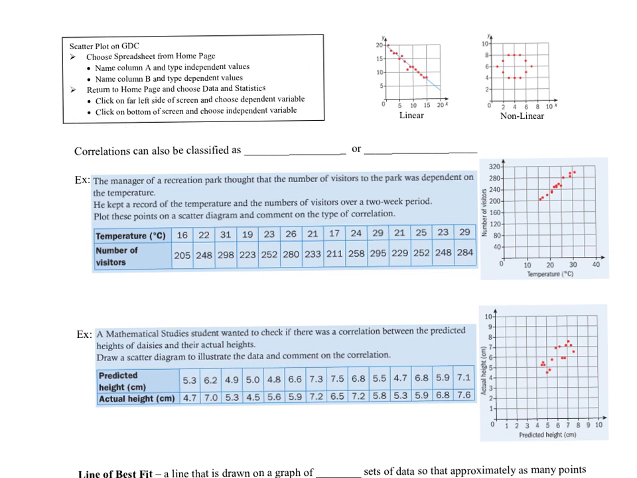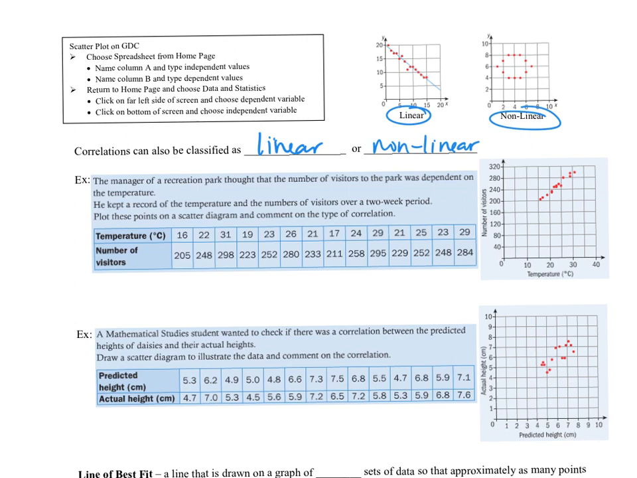I want to also point out that correlations can be classified as either linear, which is what we will study in this course, or nonlinear, like this example. That is beyond the scope of this course. It is possible you might come up with some nonlinear correlations and investigate that in your IA, but for this course we will focus on linear correlations.